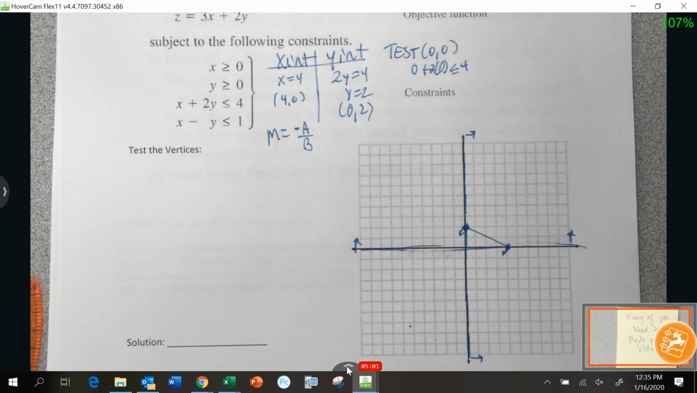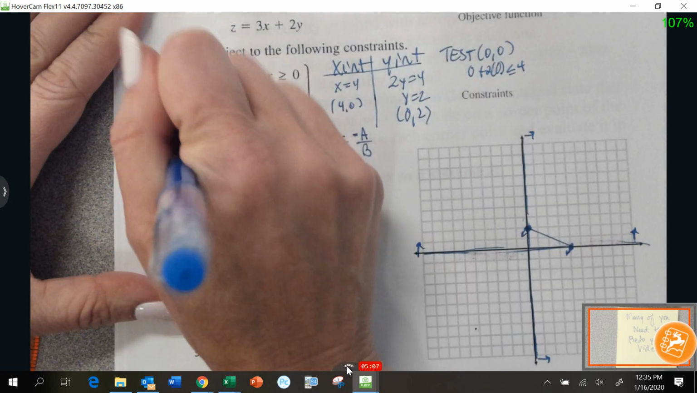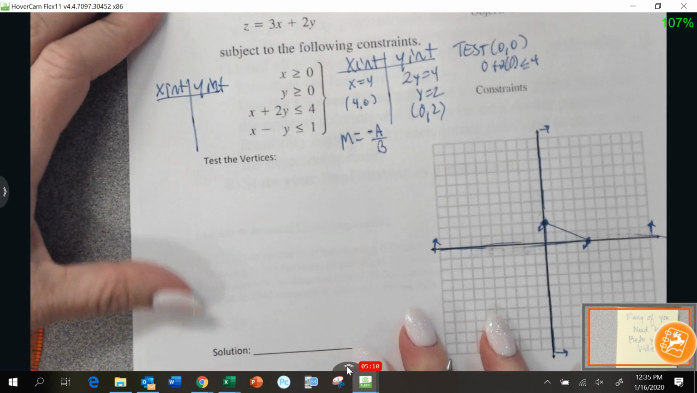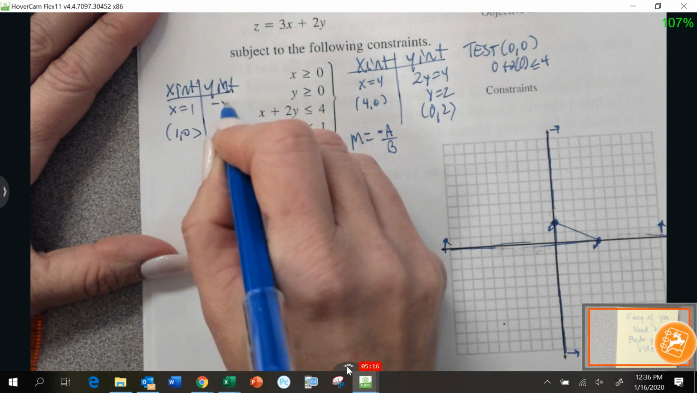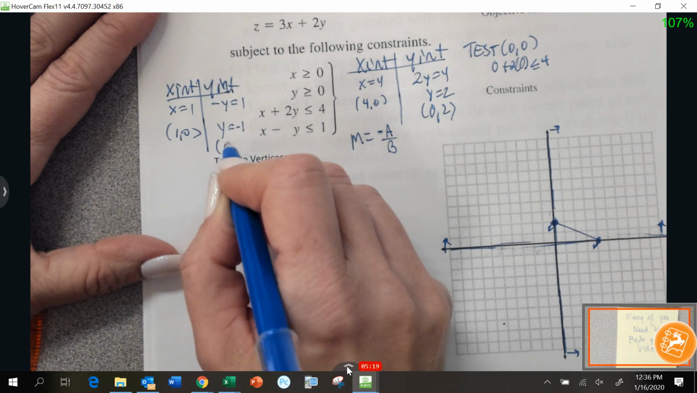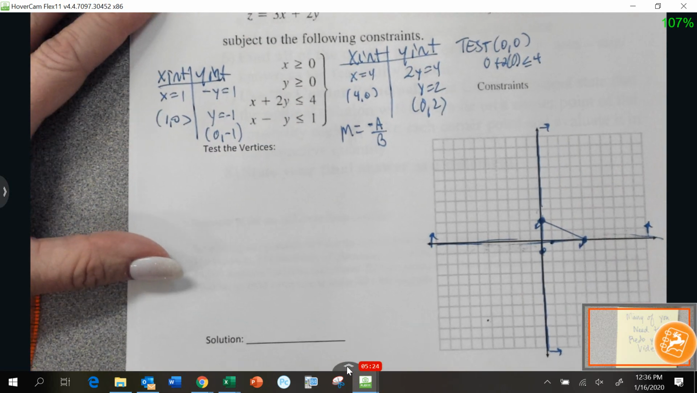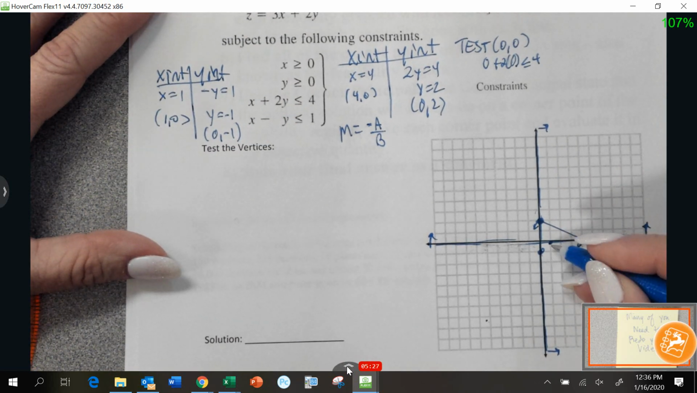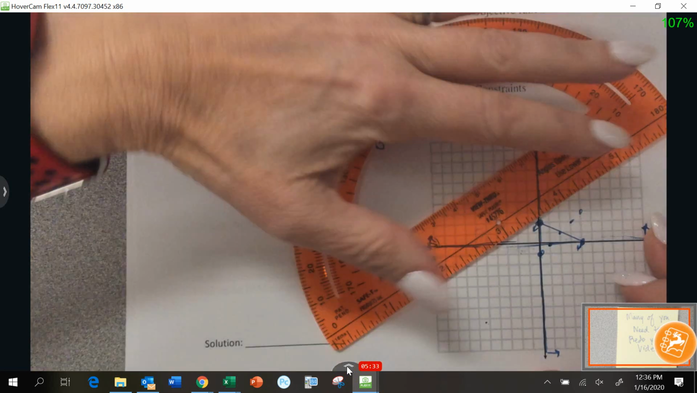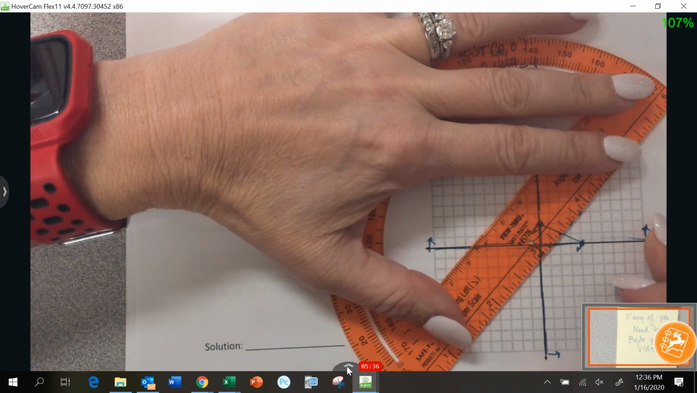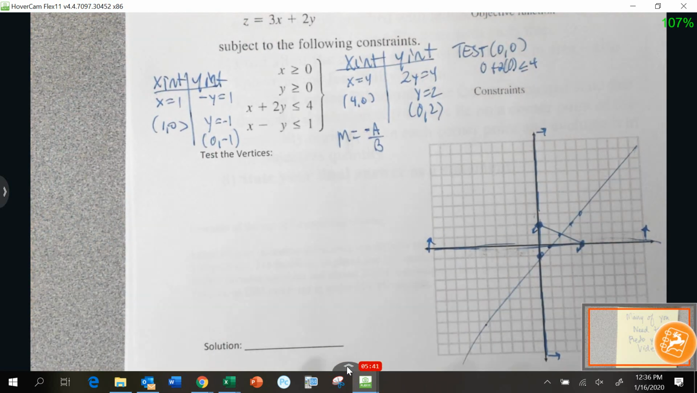And then the last one is x minus y less than or equal to 1. So if I do that with x and y intercepts, let's see, x would be 1. Negative y equals 1, so y would equal negative 1. And just by these 2 points, I can figure out the slope is positive 1, so I can keep going. But the only part that really matters is the part in the first quadrant.